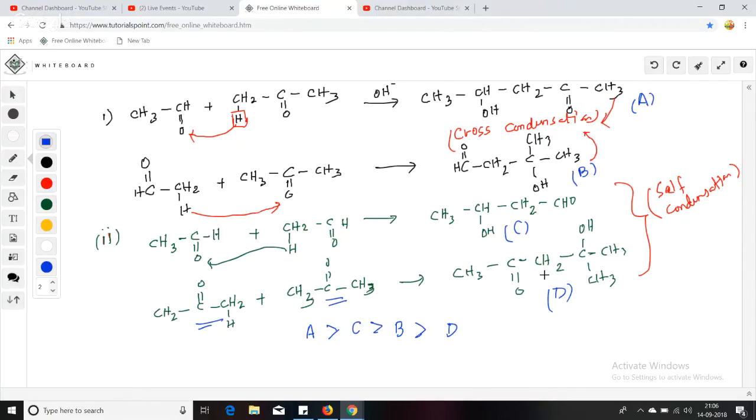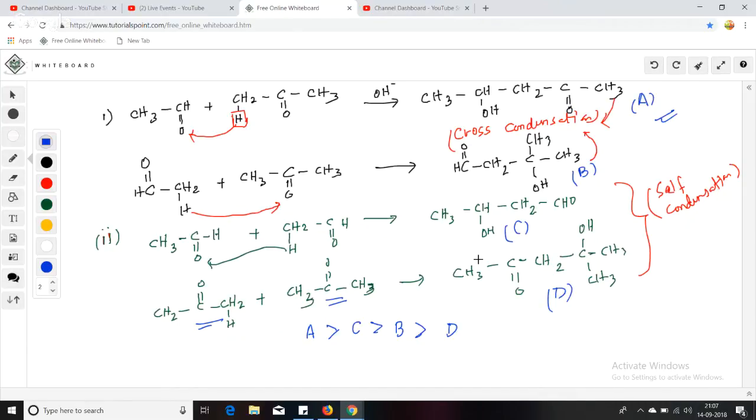Now you see here, the alpha hydrogen of aldehyde takes part in the reaction, and here the alpha hydrogen of again aldehyde takes part in the reaction. So here we have aldehyde, here we have one ketone, which is again less reactive. So obviously A will have the maximum, and then we have C, then B, and then D, right? So this is the order of the products. If you take this acetone and acetaldehyde, depending on the mechanism, whether it is cross condensation or self condensation, we'll get the product.